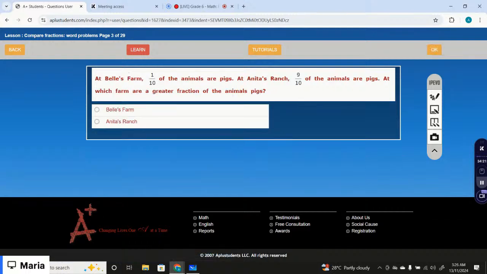Very good. At Bally's farm, 1/10 of the animals are pigs. At Anita's ranch, 9/10 of the animals are pigs. At which farm are a greater fraction of the animals pigs? Which is the correct option? 1 by 10 or 9 by 10?